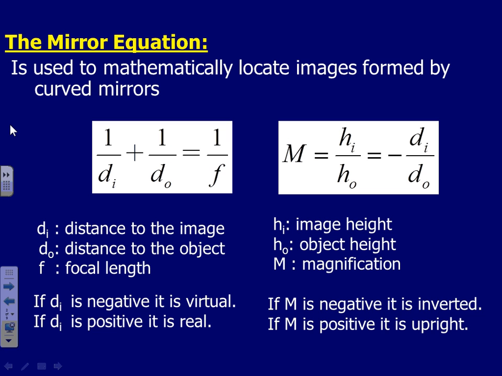So we have some variables here, obviously. This is d subscript I. I say di. It's the distance to the image. I have a d subscript O. I say do. And it is the distance to the object. And when we say the distance, we mean from the mirror on the principal axis.